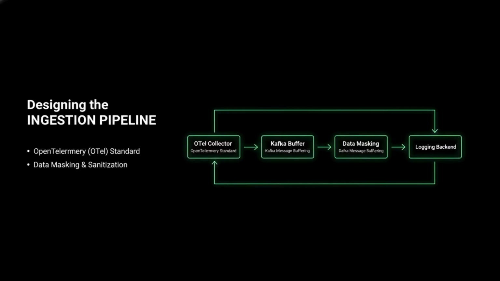The pipeline utilizes OpenTelemetry for vendor-agnostic collection. We often place a message broker like Kafka or Red Panda between the collectors and the database to act as a buffer. This buffering is crucial during traffic spikes or downstream maintenance. By decoupling the ingestion from the processing, we ensure that logs are never lost, even if the logging backend is temporarily unavailable. We use stream processing to sanitize and mask sensitive data, like PII, before it ever touches the persistent storage layer, ensuring compliance from the start.